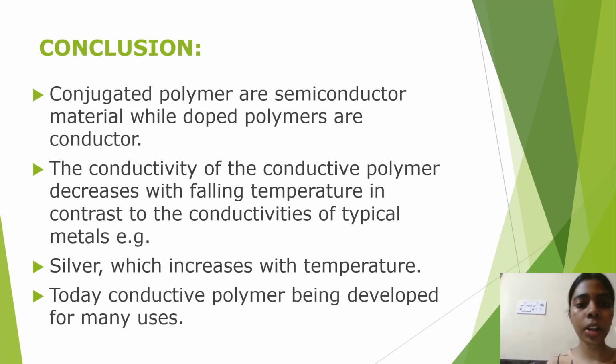Now we can sum up all the points we have discussed. Conjugated polymers are semiconductor materials, while doped polymers are conductors. The conductivity of conductive polymers decreases with falling temperature, in contrast to the conductivities of typical metals, for example silver, which increases with temperature. Today, conductive polymers are being developed for many uses.